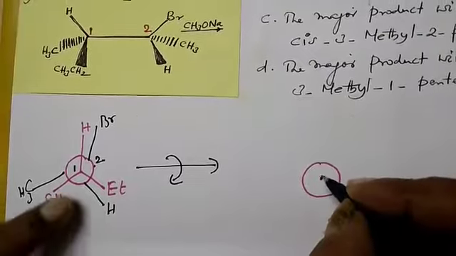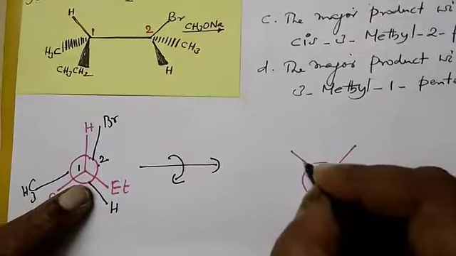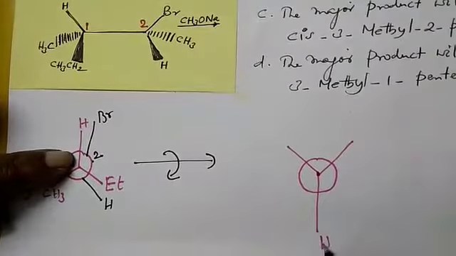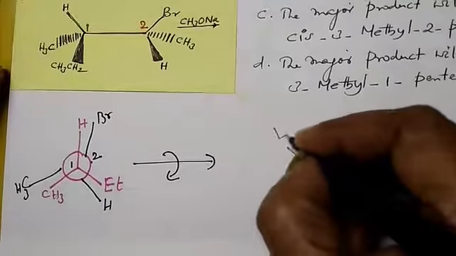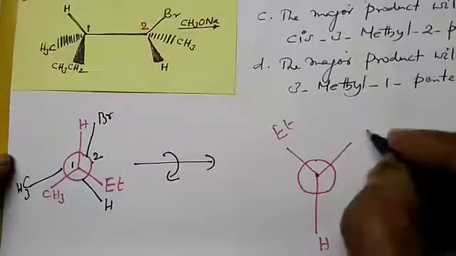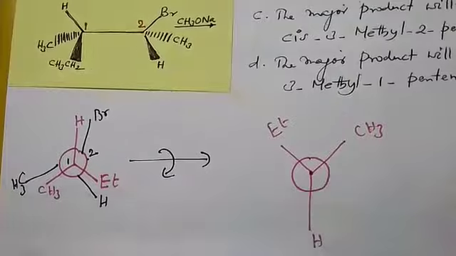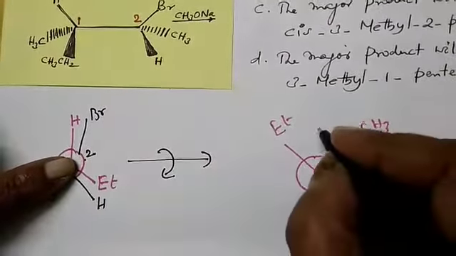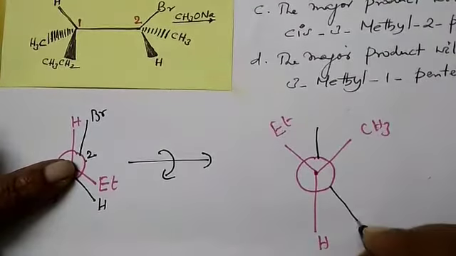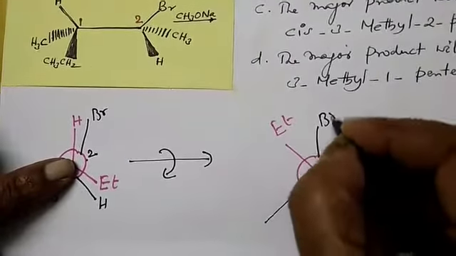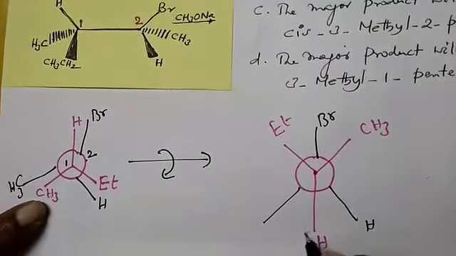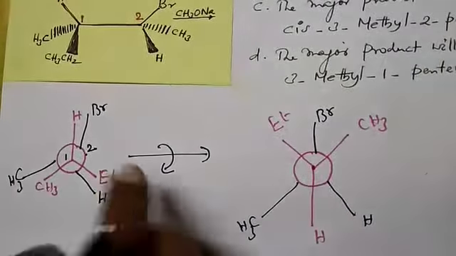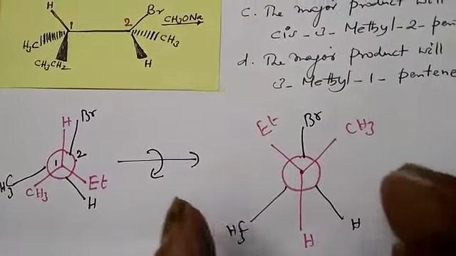So the upward bond for carbon 1, I am giving like this. The hydrogen is coming down. The ethyl is going here, so this is Et. The methyl is coming here. This is on carbon number 1. On carbon number 2, there is no change at all. So this is standing there, no change. There itself we are putting here and here the same atoms: Br, and here it is hydrogen, and here the methyl. So this is after rotation. What we are getting is the staggered form.